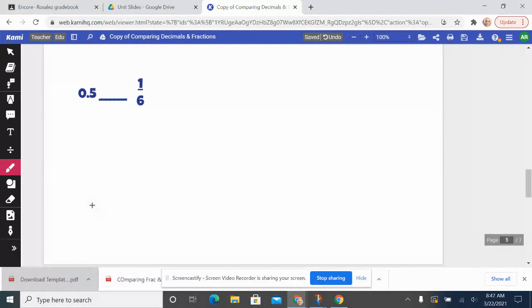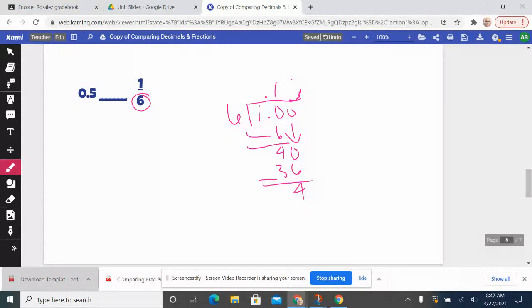So if I have 0.50, right, and 1/6. Okay, so remember that denominator is on the outside. So 6 goes into 1. Well, it doesn't. So I'm going to add a decimal. I'm going to bring it up. And then I'm going to add my 0. Well, 6 goes into 10 once. And I get 4. Well, I've got to add a 0. I've got to bring it down. 6 goes into 40 6 times. Sorry, that's a 6. And then 6 times 6 is 36. And I get 4.